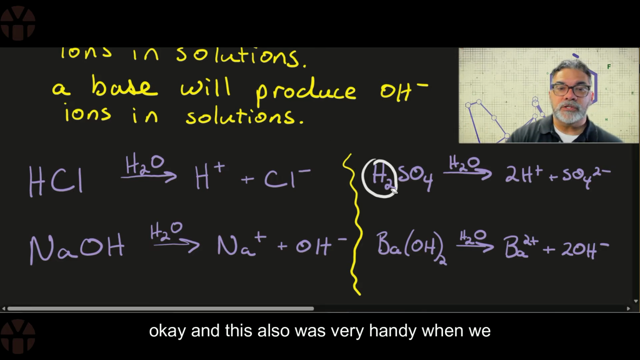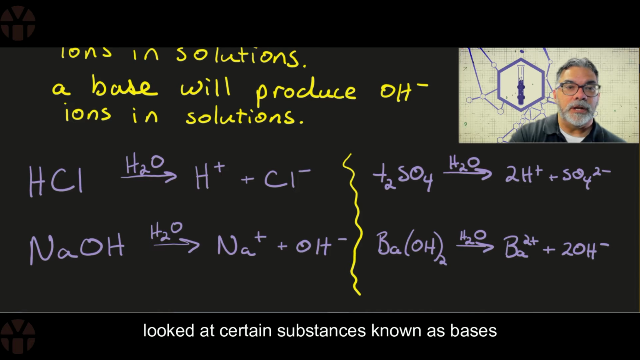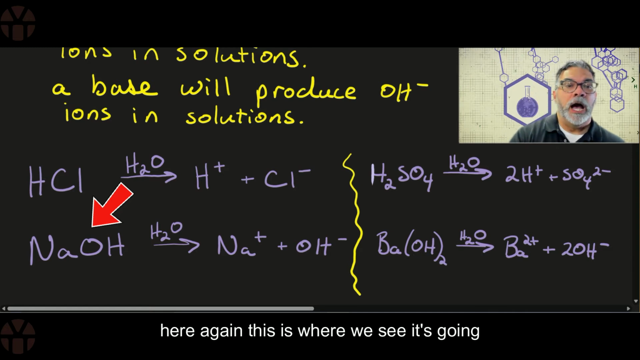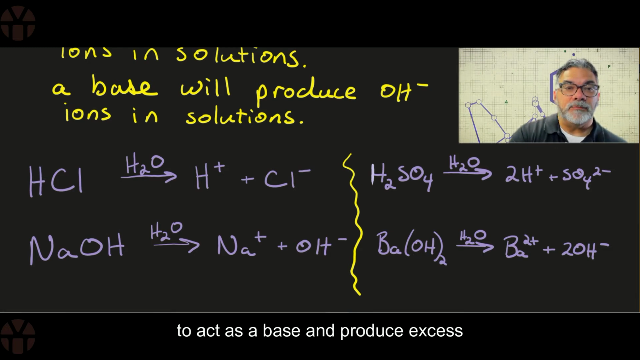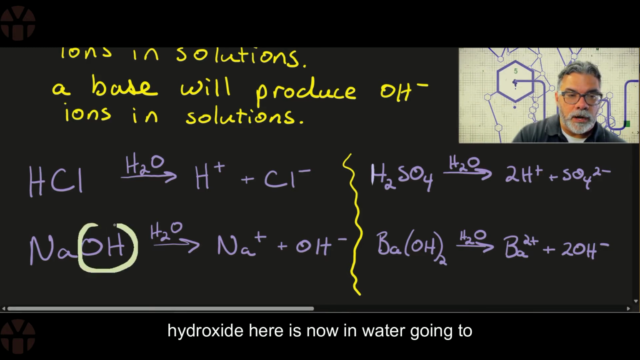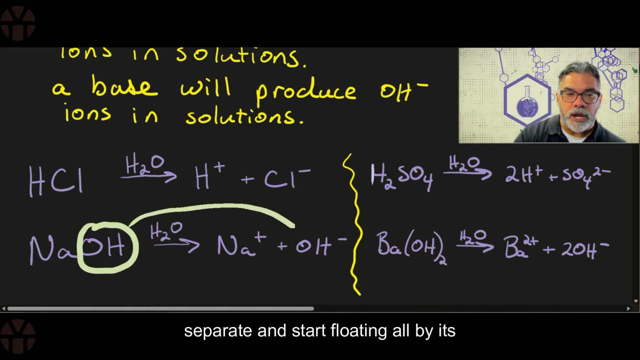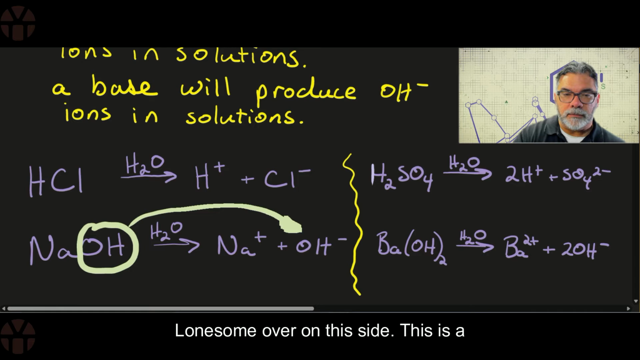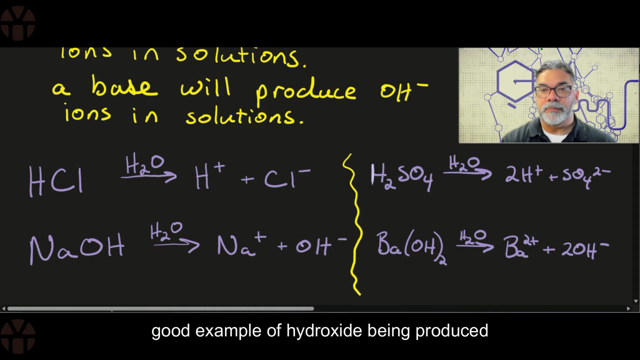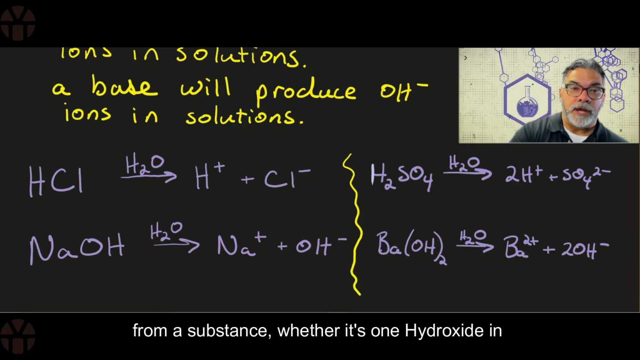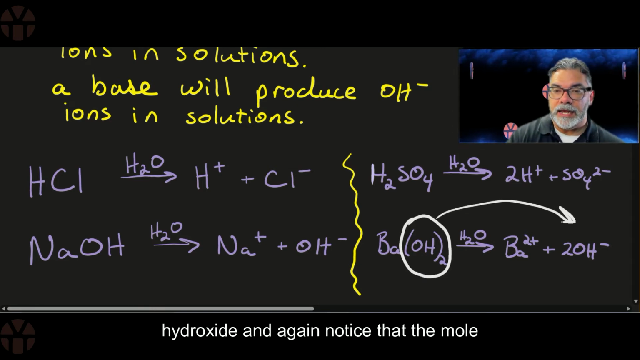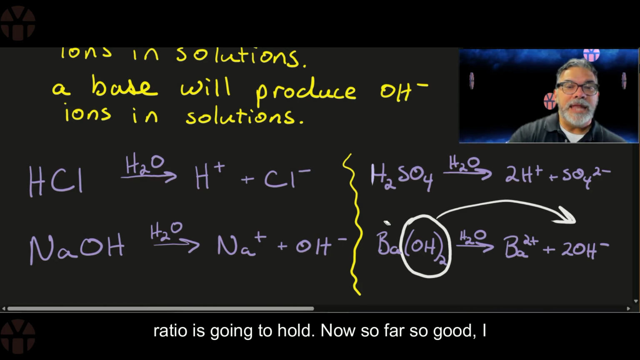This also was very handy when we looked at bases, because in the example of NaOH or barium hydroxide over here, this is where we see it's going to act as a base and produce excess hydroxide, because lo and behold, this hydroxide is now in water going to separate and start floating all by its lonesome over on this side. This is a good example of hydroxide being produced from a substance, whether it's one hydroxide in the case of sodium hydroxide, or two hydroxides in the case of barium hydroxide. And notice that the mole ratio is going to hold.